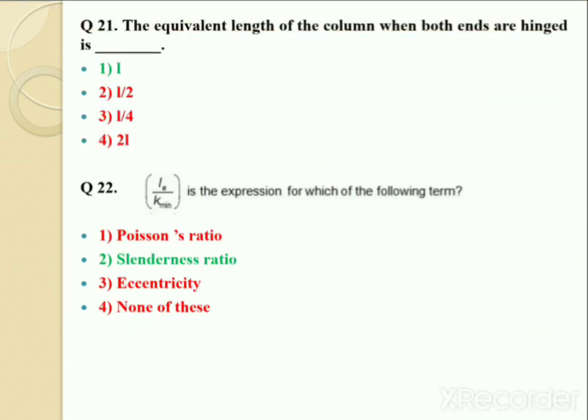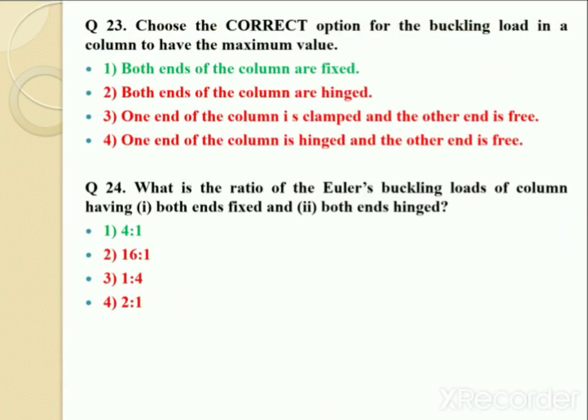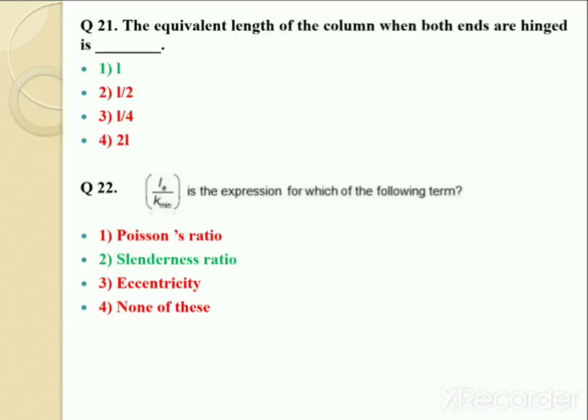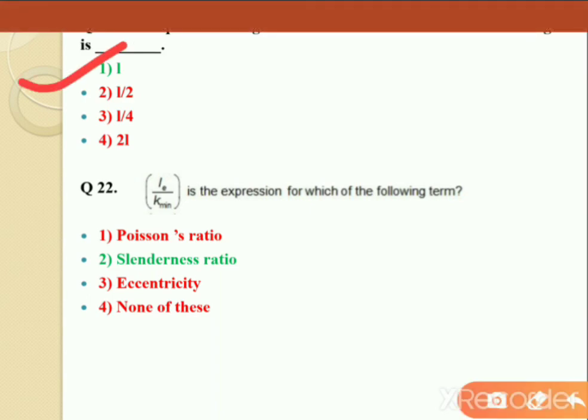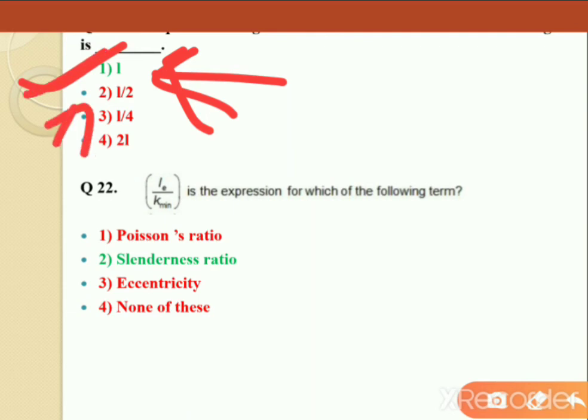Let's come to next question. So here, the equivalent length of column when both the ends are hinged. Here option 1 will be the correct answer for both ends hinged. For both fixed ends, the equivalent length is half, then half will be the correct answer. So here option 1 will be the correct answer.